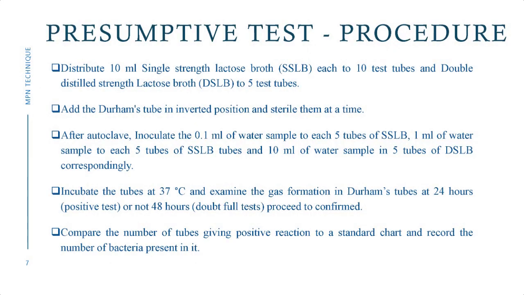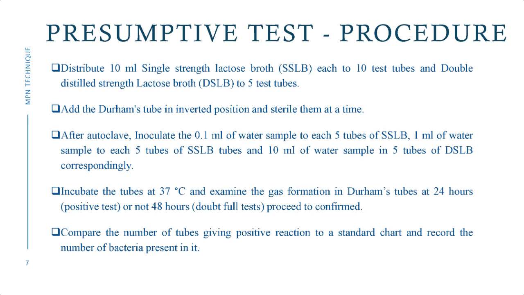Procedure for the presumptive test. Take the required glasswares. Prepare the media for single strength lactose broth and for double strength lactose broth. Pour 10 ml of single strength lactose broth in 10 test tubes and 10 ml of double strength lactose broth in 5 test tubes. Add the Durham's tube in inverted position to check the gas formation. Sterilize the media properly.